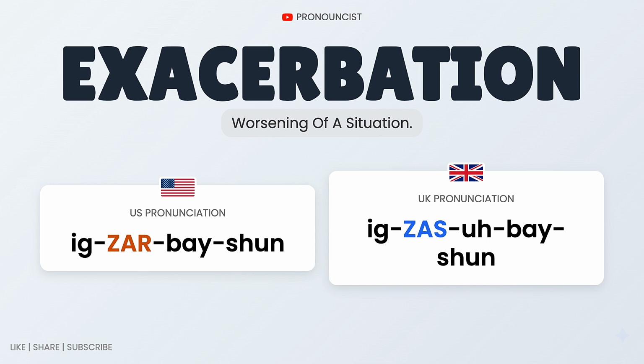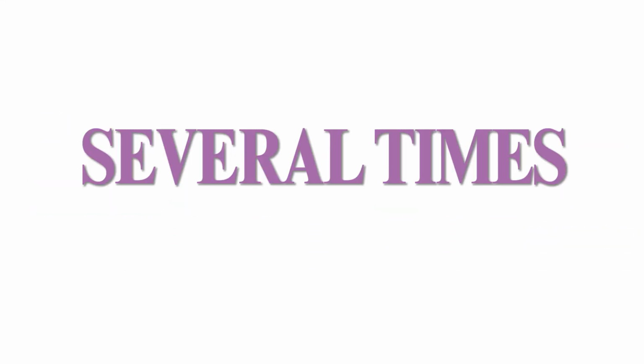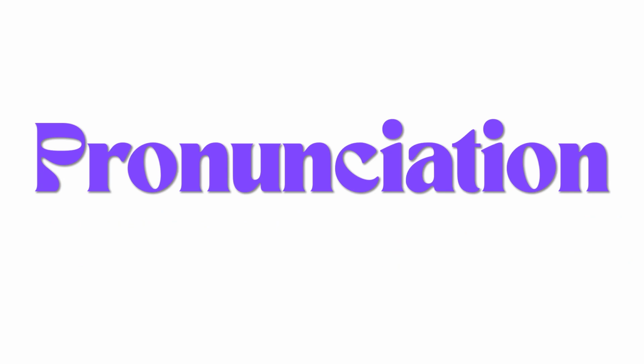Exacerbation. Practice repeatedly and you'll soon be able to say this word perfectly. The best way to practice is to repeat the syllable multiple times. The meaning of the word is worsening of a situation. Try repeating this word several times to improve your pronunciation.